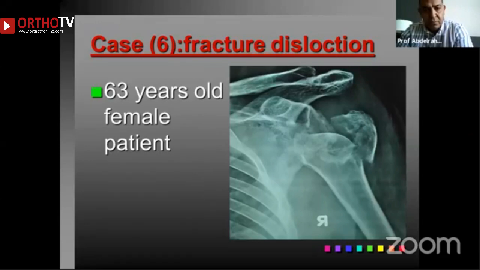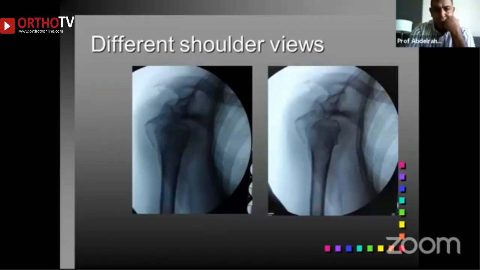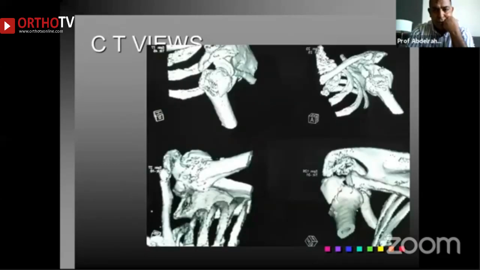This case is different, was 63 years, had fracture dislocation. As you see, the head is fractured. We decided to do internal fixation, as we have no ability to do arthroplasty. This is the X-rays, and this is the CT view.